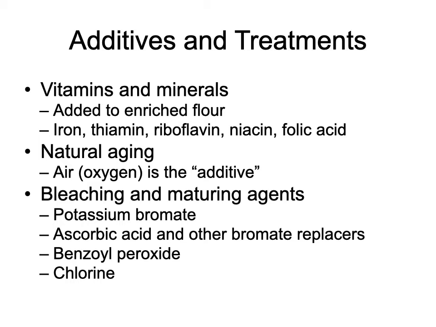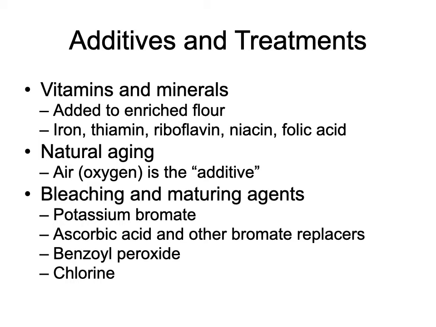There is natural aging that takes place with flour. Flour is oftentimes aged for 6 to 8 weeks in the mill. Just air in the atmosphere, oxygen, is the additive. You can actually inject oxygen gas into a silo full of flour, and it will help to whiten the flour. Then there are other bleaching agents. Bleaching and maturing agents often are used to increase gluten strength, but also to whiten.